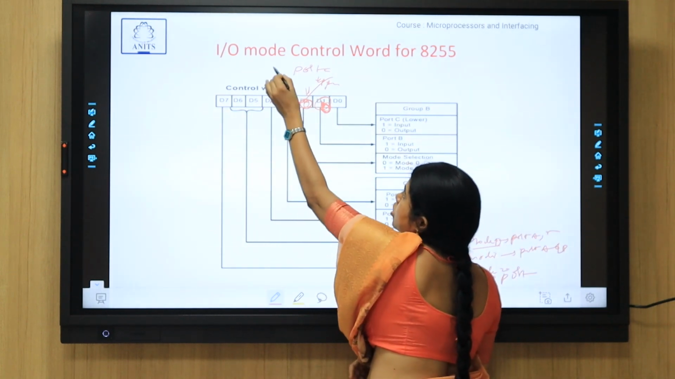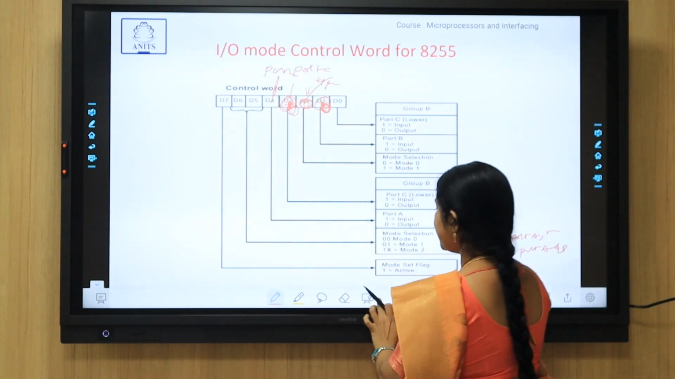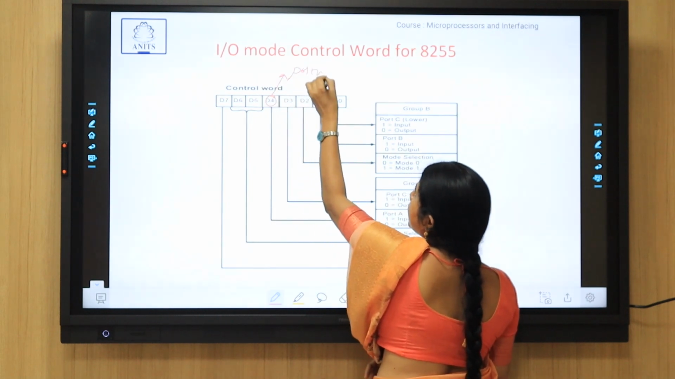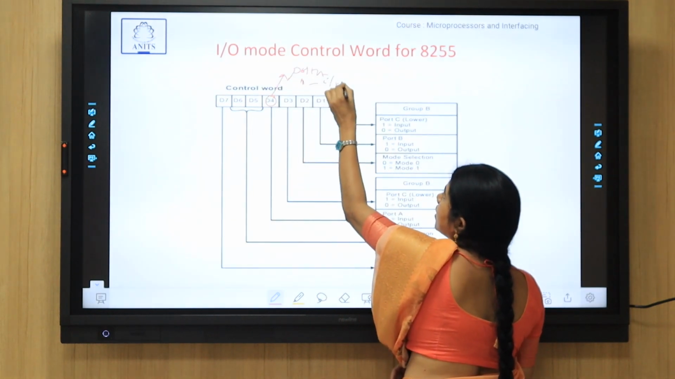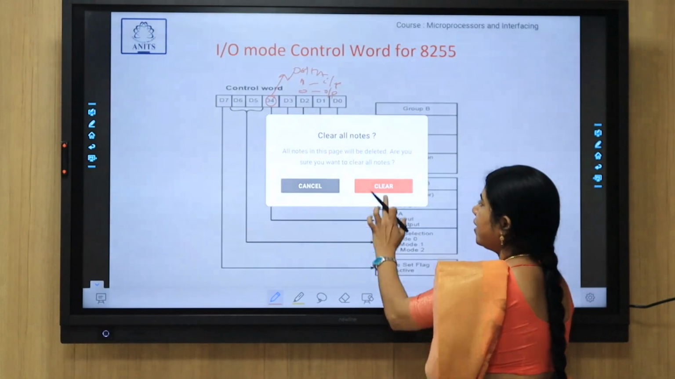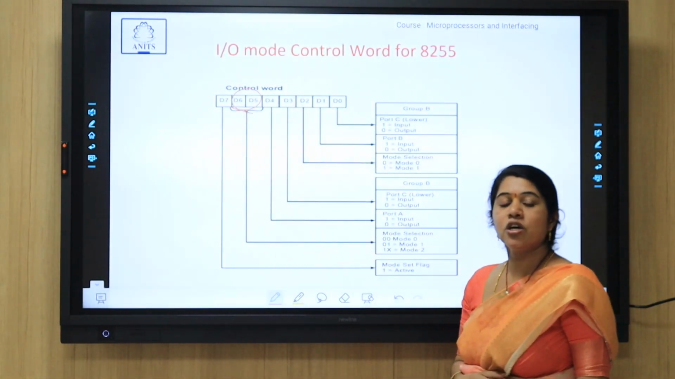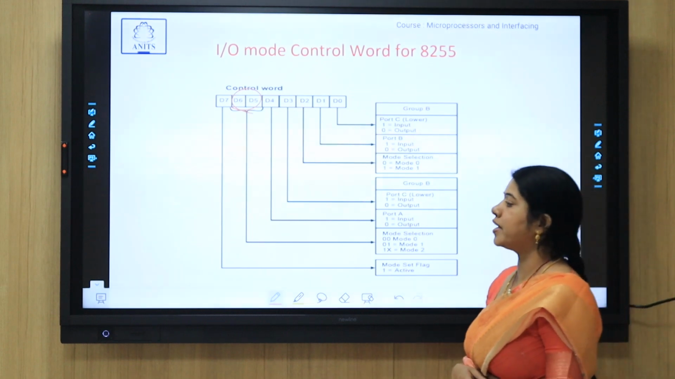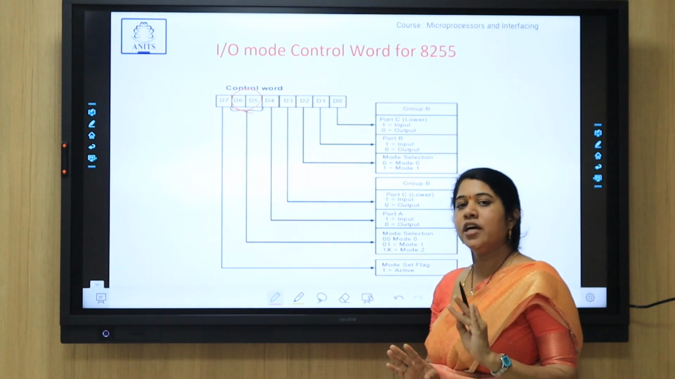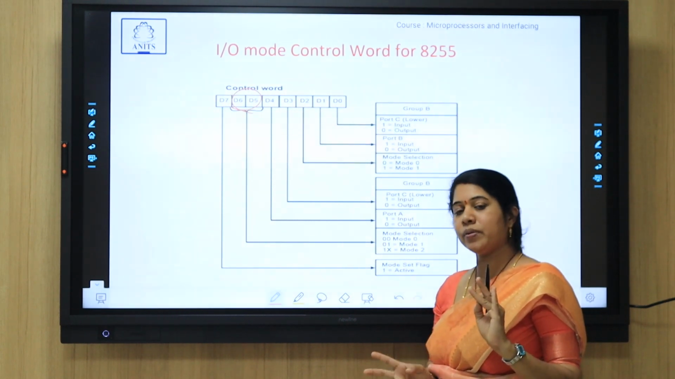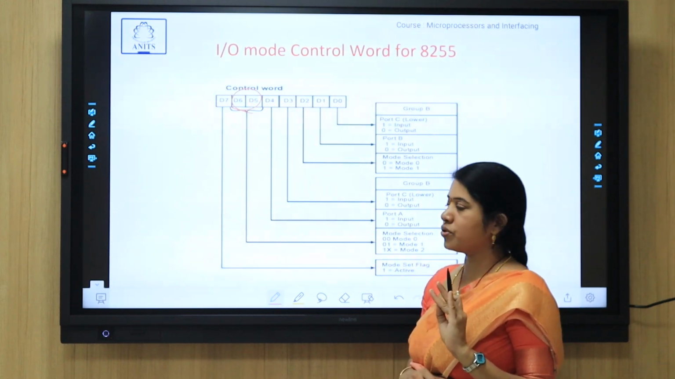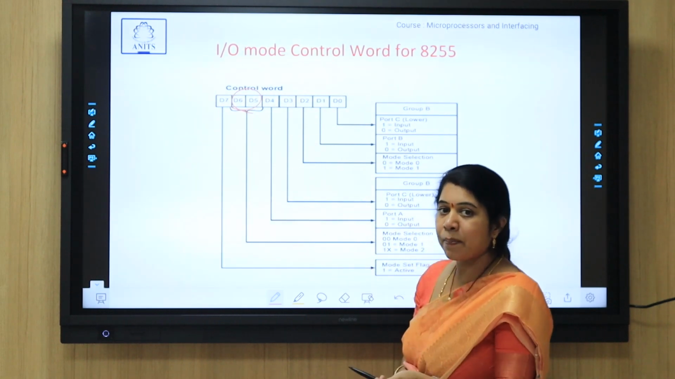Like that, this bit is used to represent port A. If you want to operate port A as an input port, this is 1. If you want to operate port A as an output port, this is 0. And these two bits are used to initialize the mode of port A. Port A can be used in all three modes. In mode 0, port A can be used as an input output port. In mode 1, port A can be used as input output with handshake. And in mode 2, port A is also used, where bidirectional IO happens through port A.